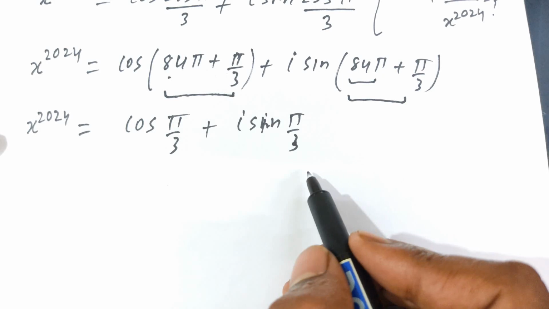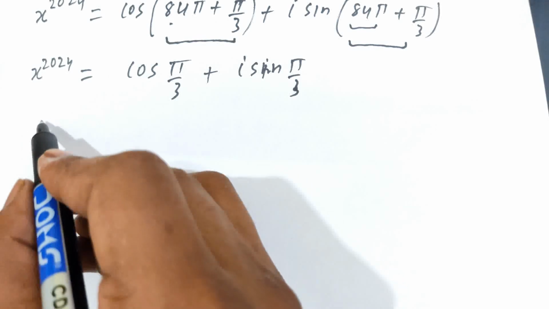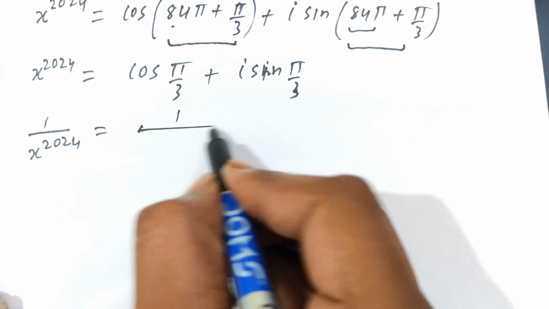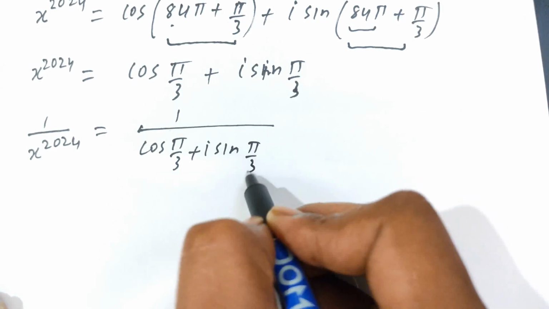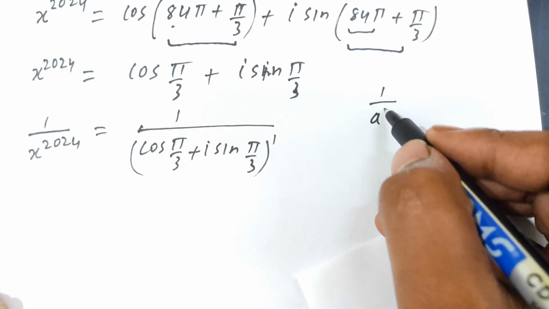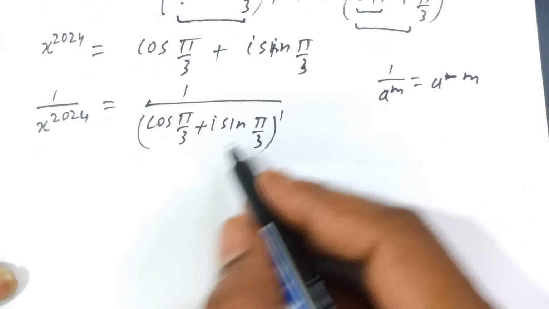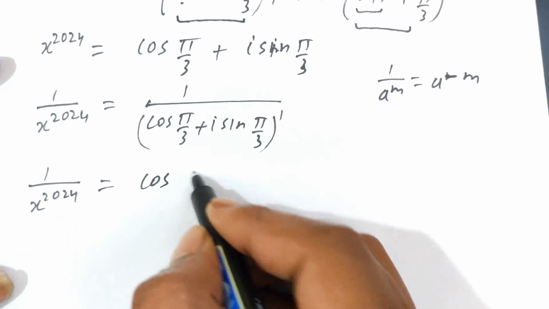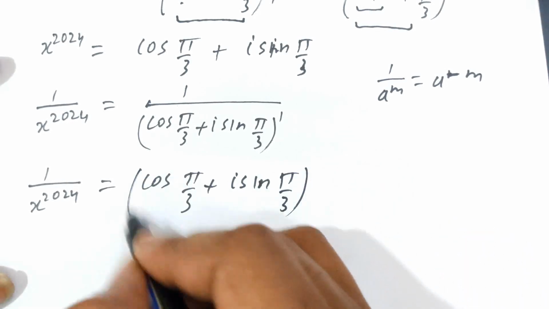Now if we take the reciprocal of both sides, because students, here we need 1 by x power 2024, then in the left hand side we have 1 by x power 2024 and this is equal to 1 divided by cos pi by 3 plus iota sine pi by 3. Let's say this power is 1, and we know that, students, 1 by a power m is equal to a power minus m. If we apply this rule in the right hand side, then the left hand side is as it is, and in the right hand side we have cos pi by 3 plus iota sine pi by 3 bracket power minus 1.